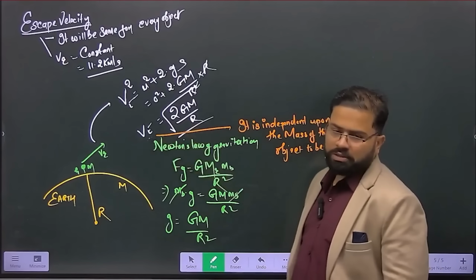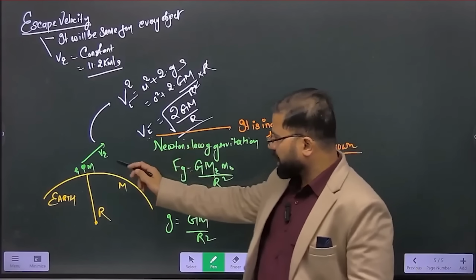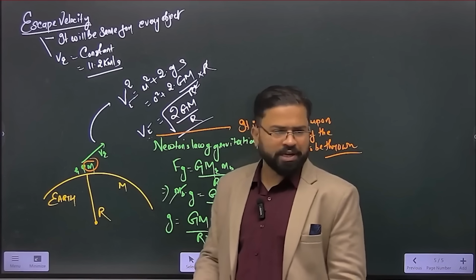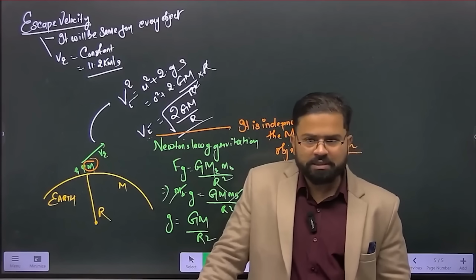With this, what we received? Escape velocity equals to square root of 2GM upon r. So this escape velocity is independent of this mass m. It is not depending on this mass, and because of that, escape velocity will be the same for each and every object. Okay?